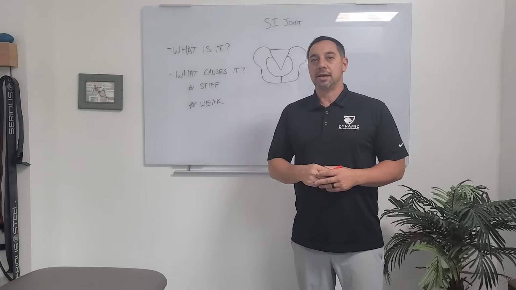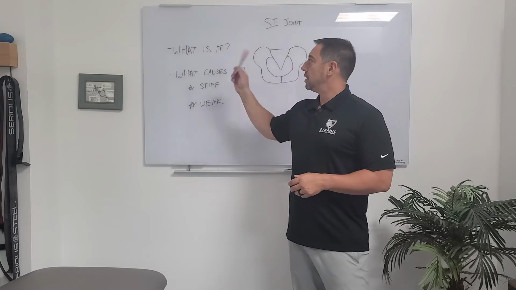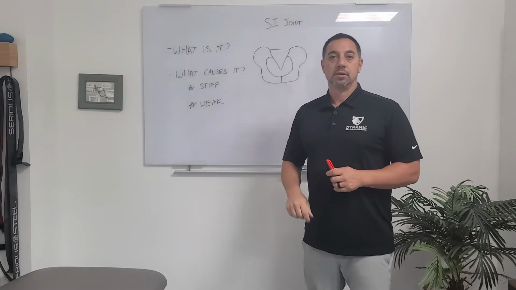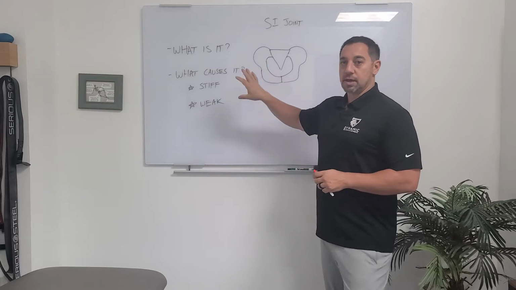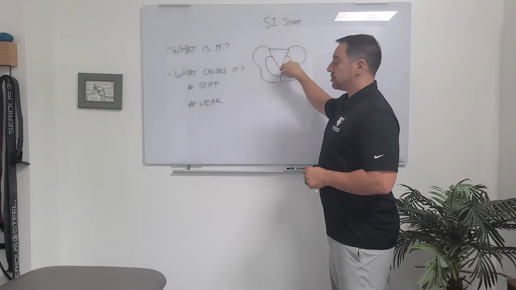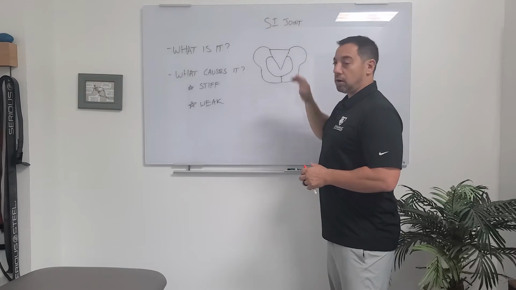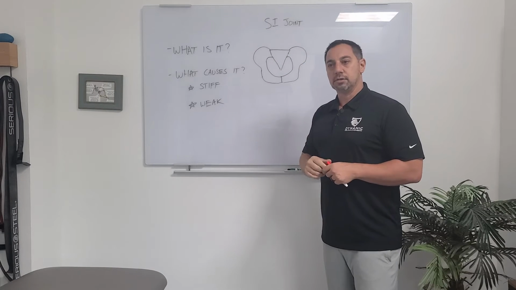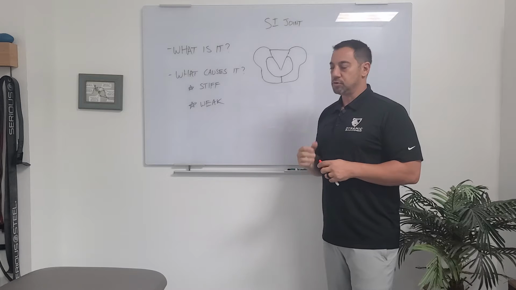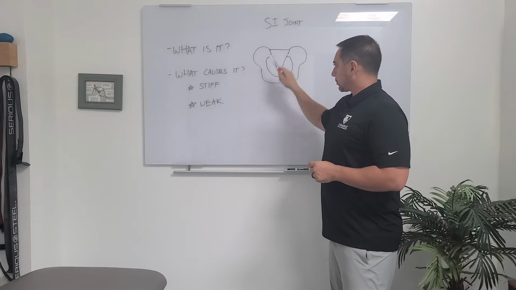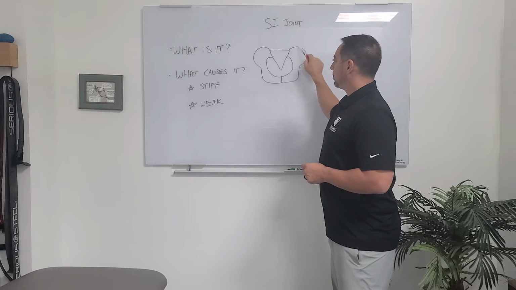Today I want to talk about the SI joint, specifically what is it and what causes problems there. So let's start off with the bony anatomy. You've got your pelvis and your sacrum. So it's really three bones that all move independently of each other. There's very little motion, but it does move. Okay, so sacrum, pelvis, pelvis.